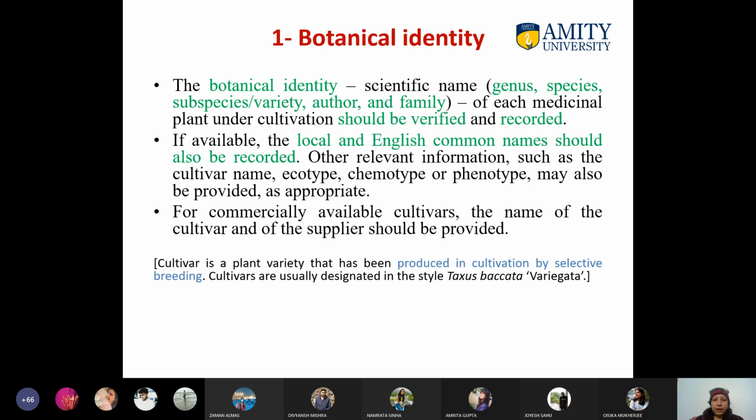So it is actually a plant variety. I have mentioned an example also, like you have seen many plants written like Taxus baccata variegata. Taxus is the genus, baccata is the species, and variegata is the subspecies or the variety. So in this sequence of the botanical or scientific name, the third part generally refers to the variety or the subspecies of that plant.